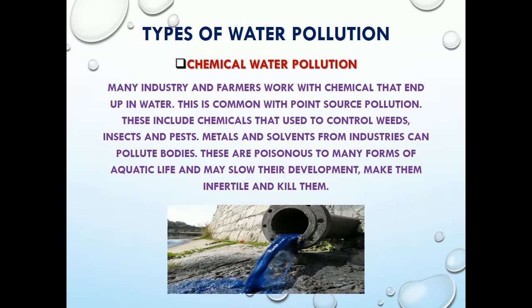Chemical water pollution. Many industries and farmers work with chemicals that end up in water. This is common with point source pollution. These include chemicals that are used to control weeds, insects and pests. Metals and solvents from industries can pollute water bodies. These are poisonous to many forms of aquatic life and may slow their development, make them infertile and kill them.